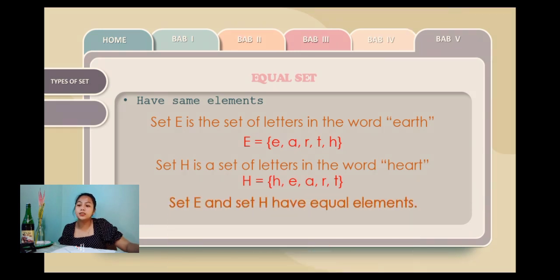So, set E and set H have equal elements, because here in E and H, they both have H, they both have E, they both have A, R, and T. So, that is called equal sets.